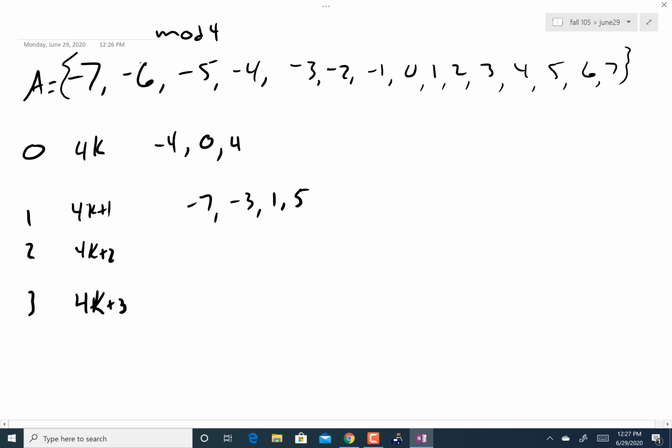That is correct. 4k plus 2, obviously you start at 2, 6, going that way. Negative 2, negative 6, going this way. And then 4k plus 3 is 3, 7 on this end, negative 1 on this end, and then negative 5 on this end. Is that everybody? I think so. Negative 6, negative 5, negative 4, negative 3, negative 2, negative 1, 0, 1, 2, 3, 4, 5, 6, 7. They're all there. And those are the different equivalence classes.